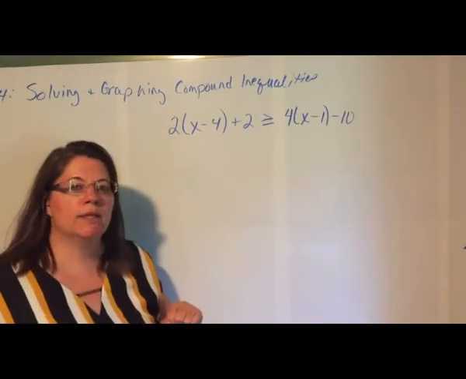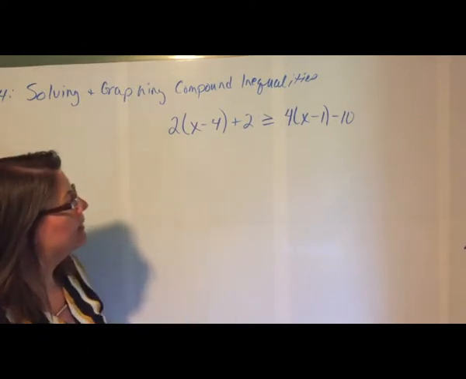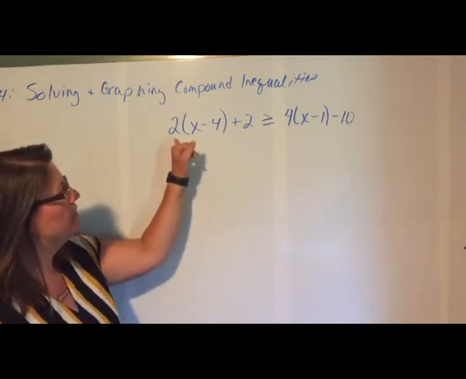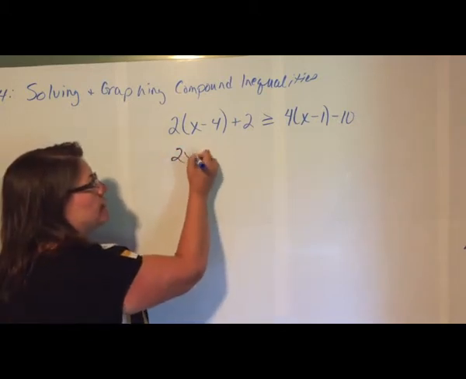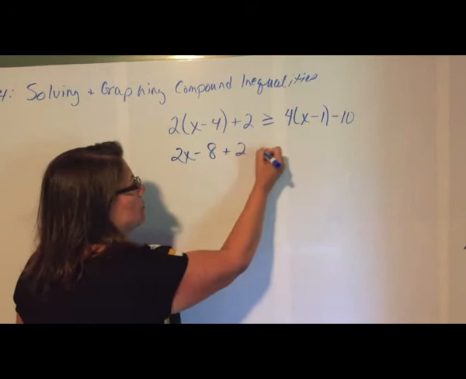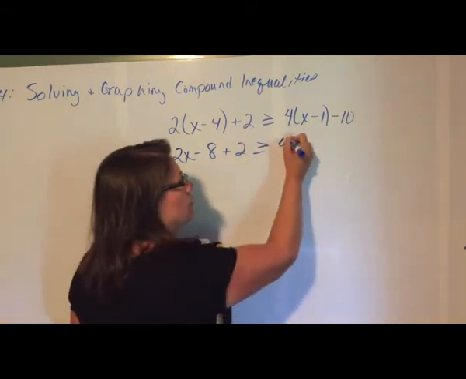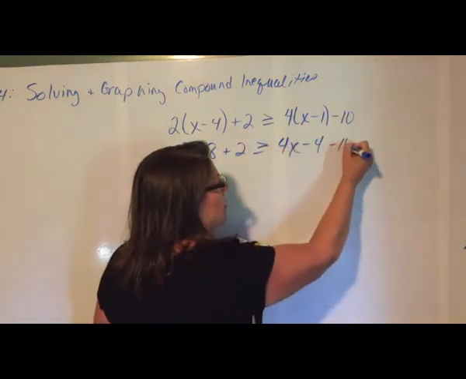Here I have an inequality that I'm going to solve and then graph. Well, the first thing I'm going to do when I solve this is distribute on both sides. So when I do that, I'm going to have 2x minus 8 plus 2 is greater than or equal to 4x minus 4 minus 10.